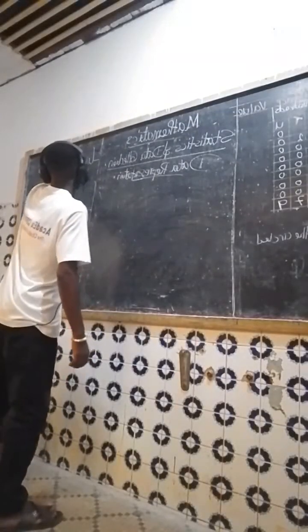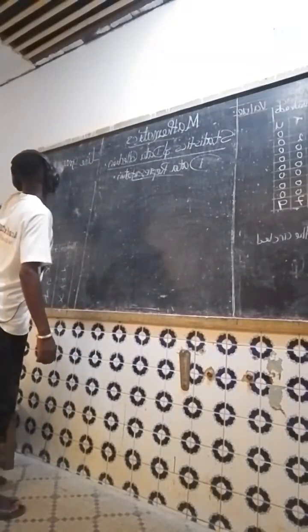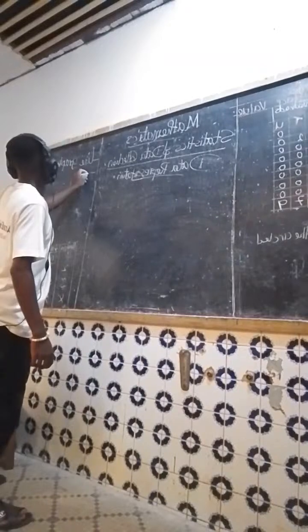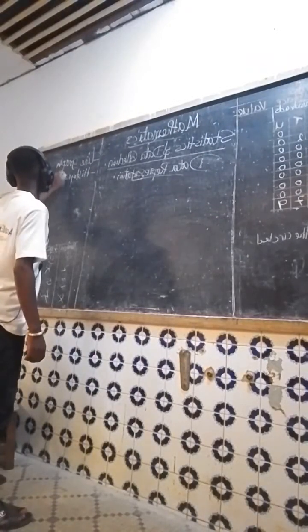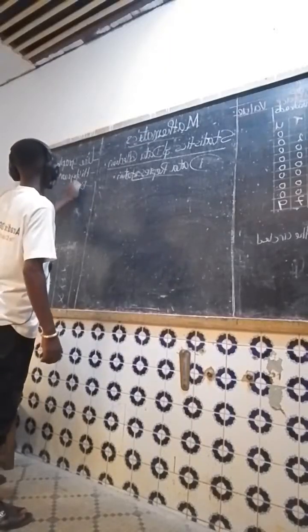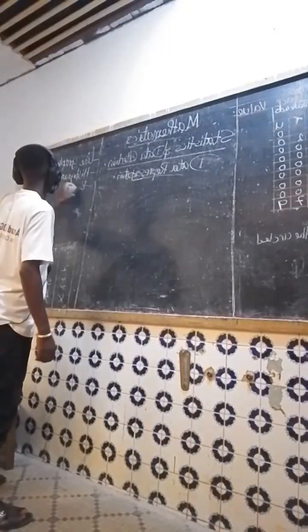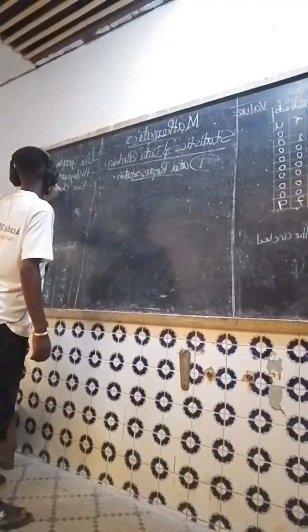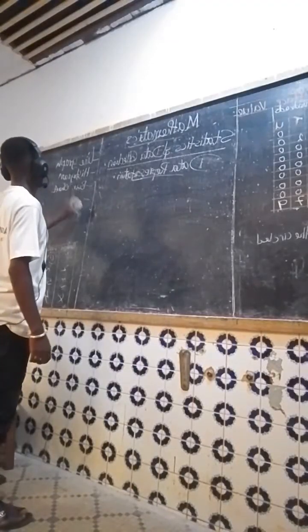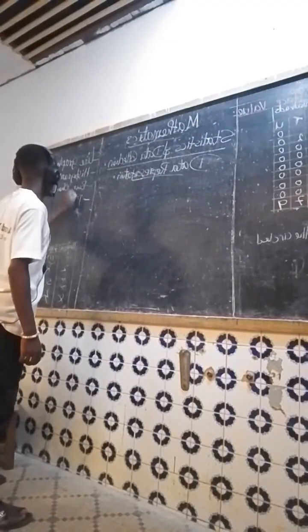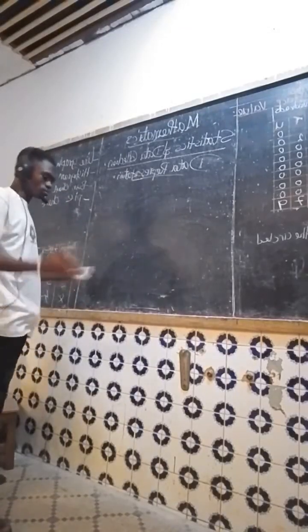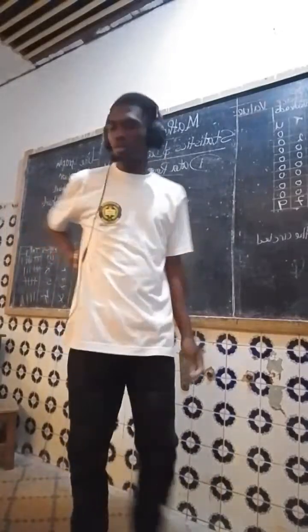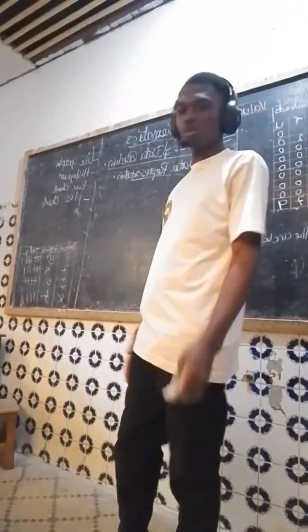Okay, now we're looking at data representation. One, we'll talk of the line graph. Two, we'll talk of the histogram. Three, we'll talk of the bar graph or the bar chart. And lastly, we'll talk of the pie chart. That's all we're going to do.